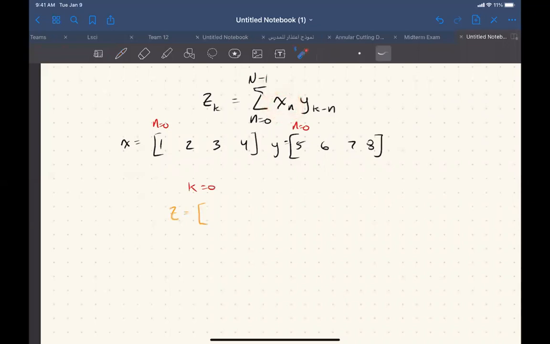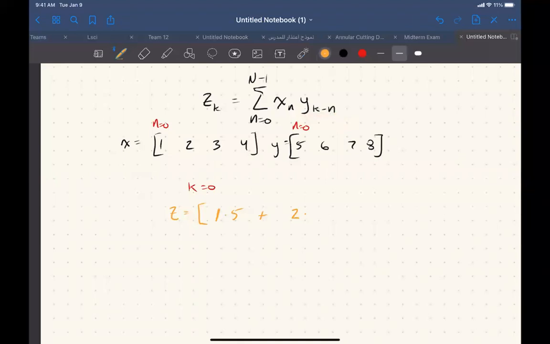Okay, so to get the first value here, for k equals 0, it's going to be the sum of x n. So n at first is 0, so that's 1. That's 1 times y of k. Remember, k is 0 and n is 0, so y is 0. That's there. So 1 times 5. Plus, we're going to move the value of n up to 1. So now n is 1. X1 is 2. So that's 2 times y. So that's a 0 and that's a 1. So 0 minus 1. Y minus 1. Uh-oh, how do we do that?